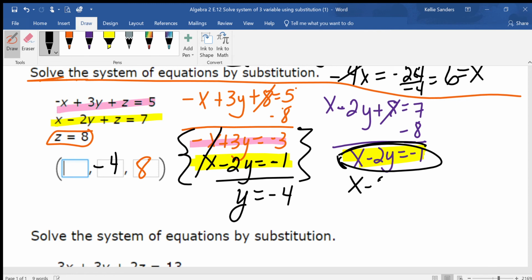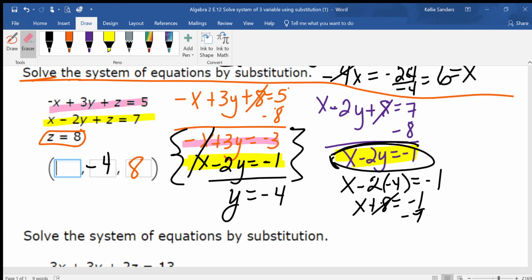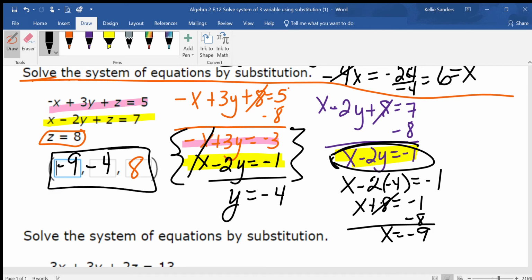I don't know what x is, but I do know x minus 2 times y, which is negative 4, should equal negative 1. Negative 2 times negative 4 is positive 8. Nope. So we brought the negative 1 down. Now we're moving the 8 over. So x equals negative 9. Negative 9. There are your answers.